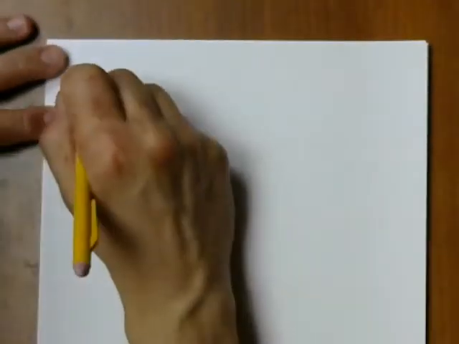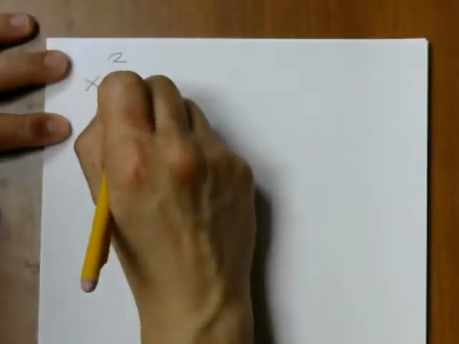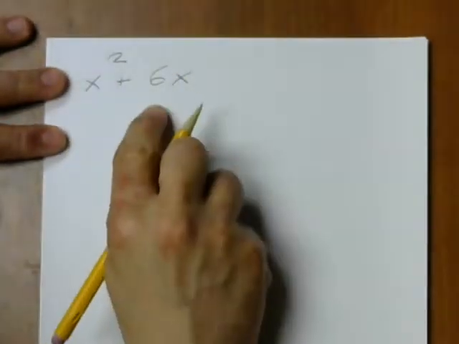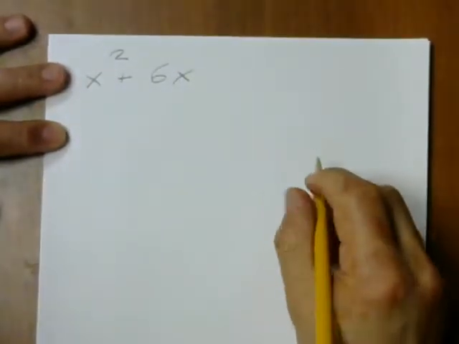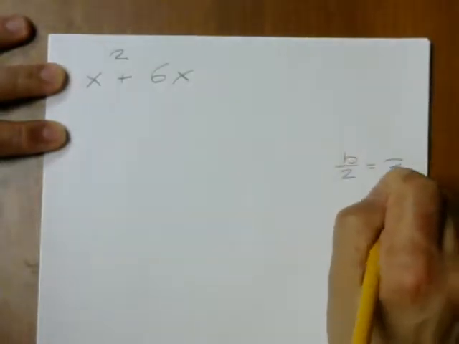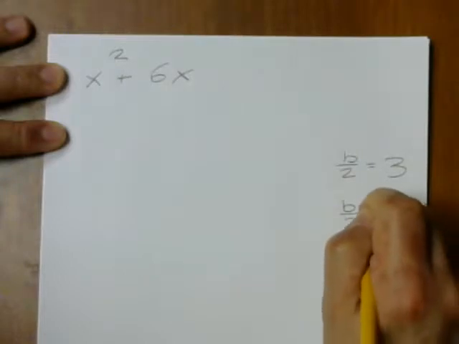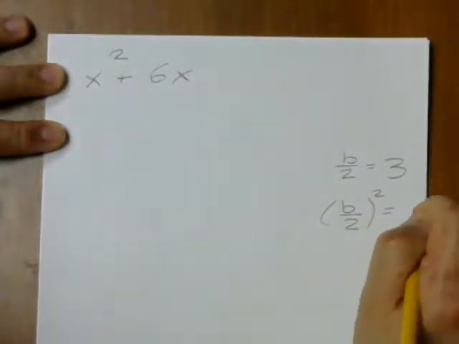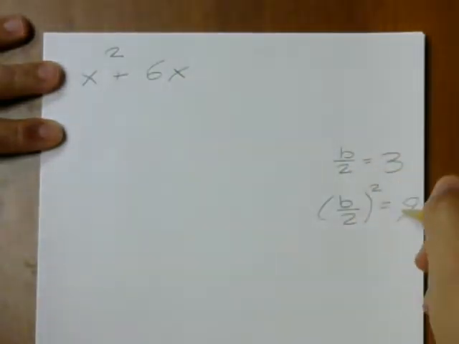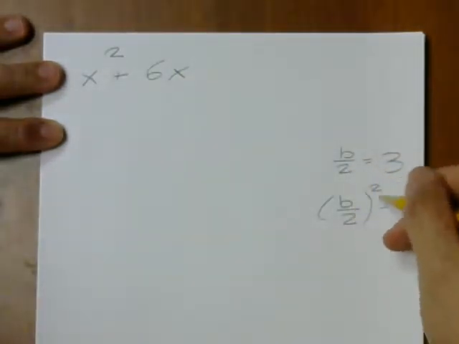So, for example, if I have x squared plus 6x, what do I do? Well, I add and subtract b over 2 squared. So what's b over 2? b over 2 is 3. b over 2 squared is 9. So I'm adding and subtracting 9. I'm adding and subtracting b over 2 squared.